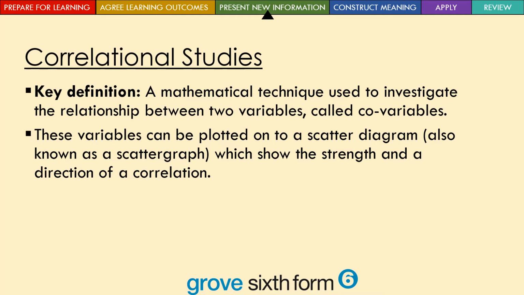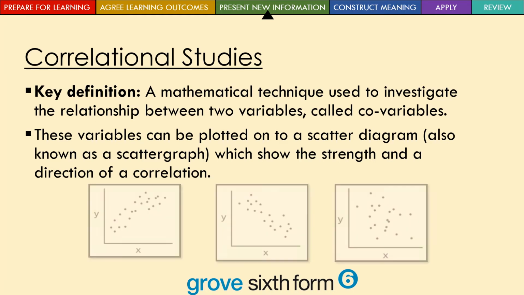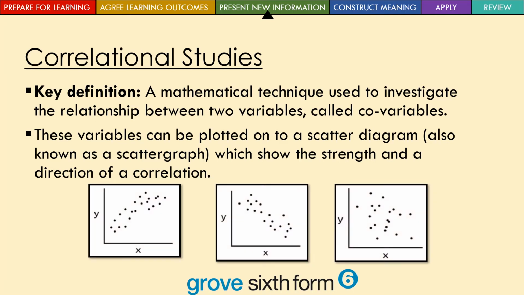Okay, the thing that you'll get used to seeing in relation to correlational studies is the way that the data is visually presented. This is known as either a scatter diagram or a scatter graph, and you can see some examples of scatter graphs on this slide. Our scatter graph is going to give us two pieces of information. It's going to tell us the strength of a correlation, so how well linked the two covariables are, and the direction, whether they have a positive, negative, or no relationship at all.